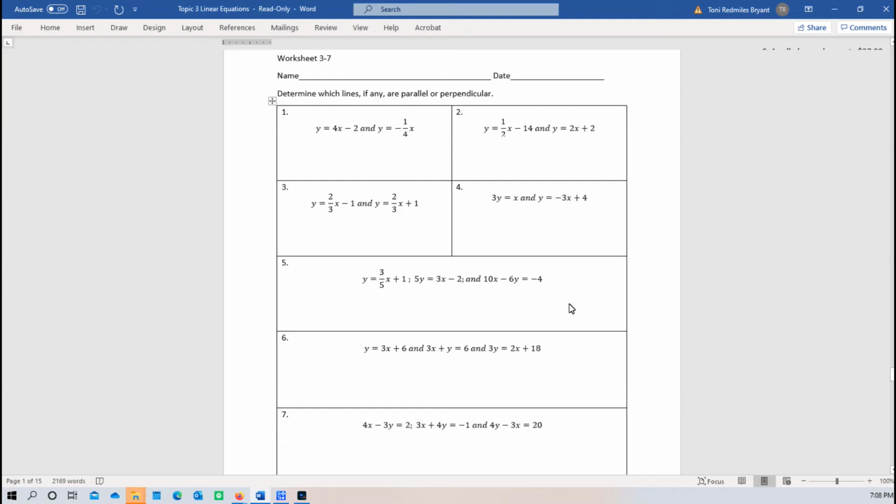All right, this video is for worksheet 3-7 for the class Discovering Algebra 1, Part 1. In this one, we're looking at parallel and perpendicular lines.